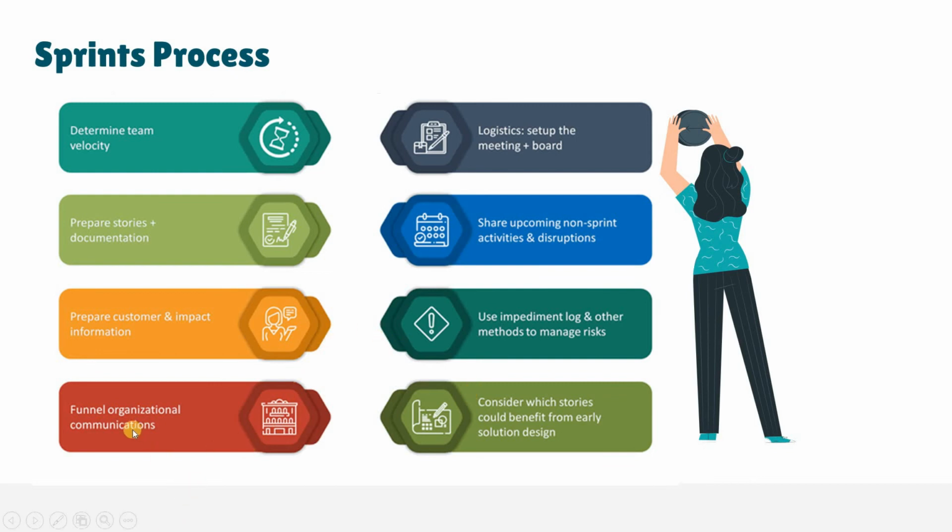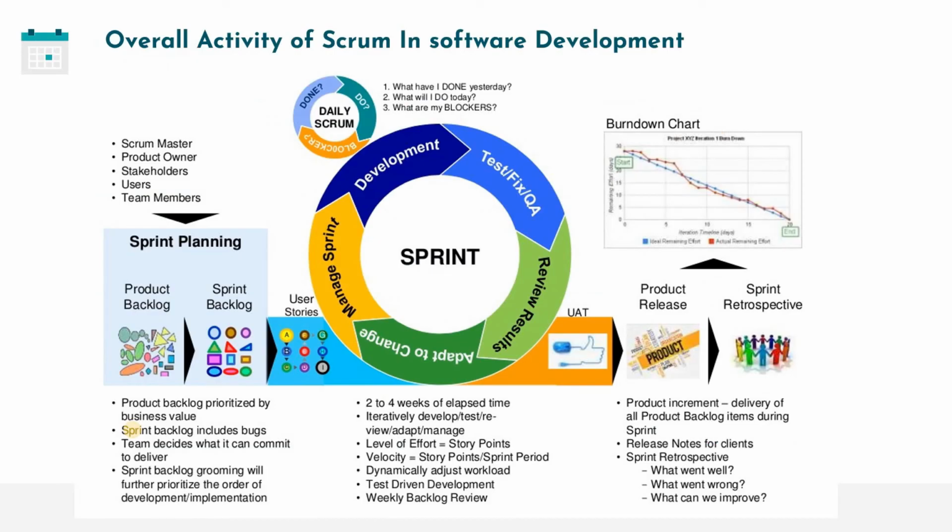And the formal organization committee: is there any legal documentation or a legal thing they need to do, they should contact the organization with proper communication and consider which stories could benefit from early solution design. So this is the sprint process.